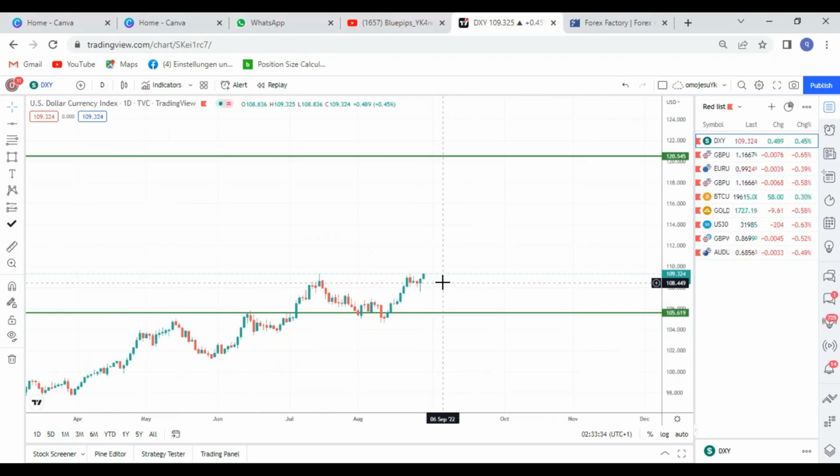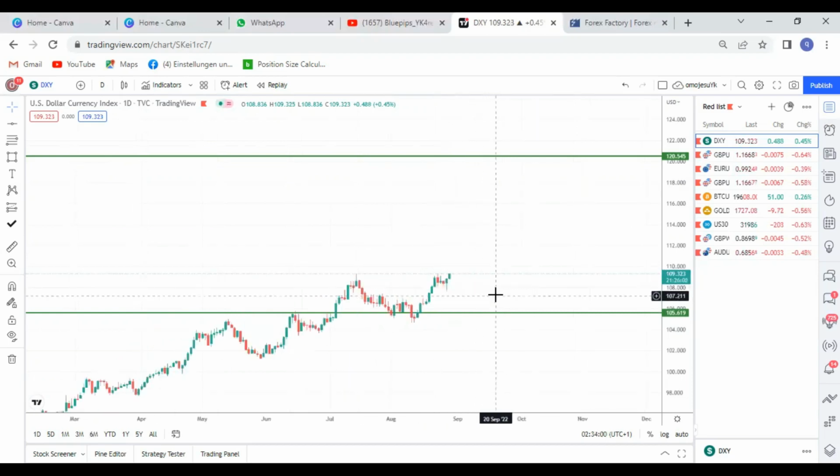Or shall I say it again? Any pair where the base is USD is going to align with DXY, and any pair where the quote is USD, like Euro USD, is going to go the opposite direction. So this week, all I will be looking out for is to sell Euro USD and GBP USD, because on DXY, we already had a breakout here. It retested, gave us a pattern, a double bottom here, and now it's going up.